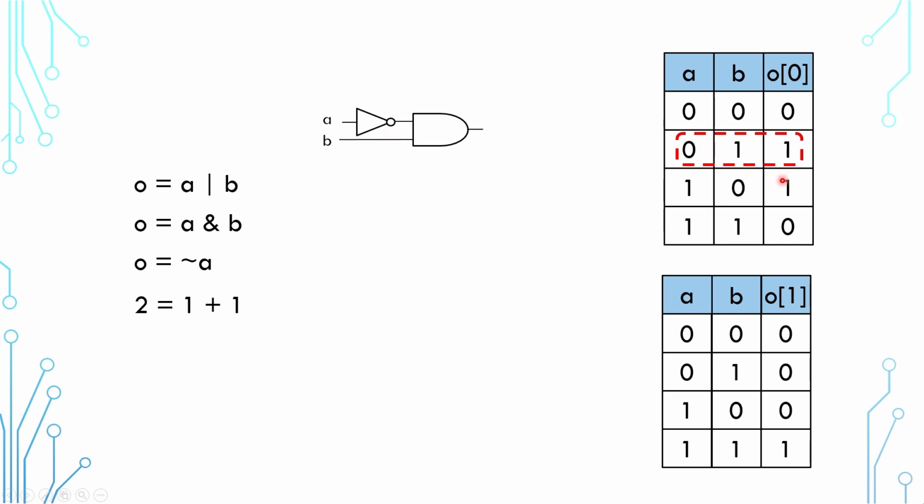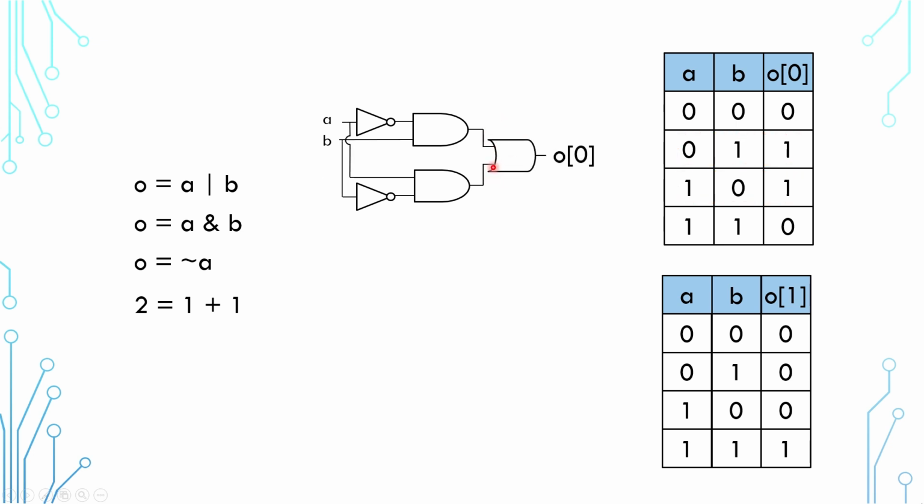And similarly, output is 1 when A is 1 and B is 0, and we can represent it using a circuit like this. And these are the 2 cases when the output becomes 1, and to fulfill the intent of the table, we can combine these 2 circuits by using an OR gate.